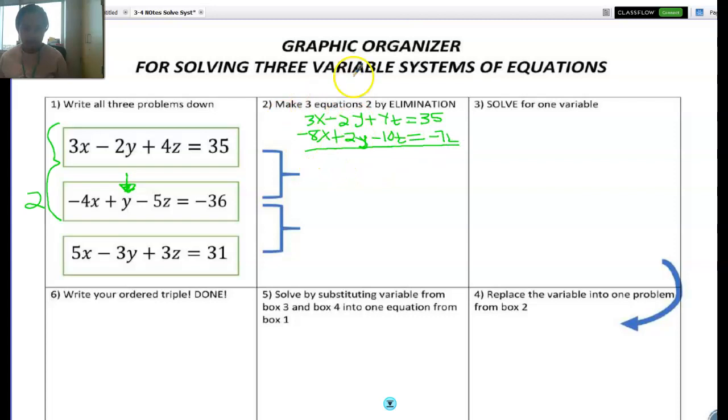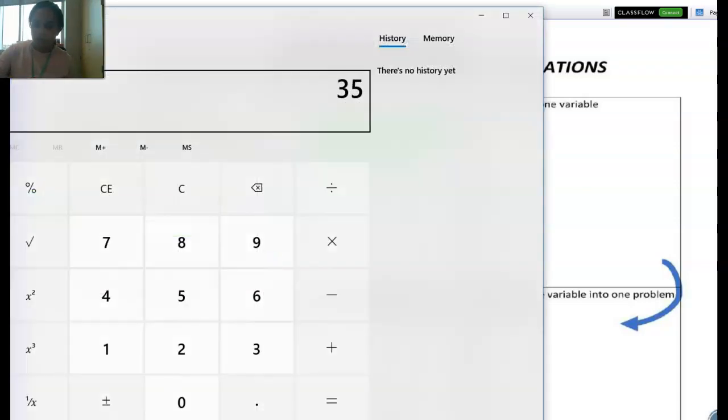And when I combine that together, let's see what I get. Negative 5x. These cancel. And then I get minus 6z equals, and then let's see, what's 35 minus 72? Negative 37.